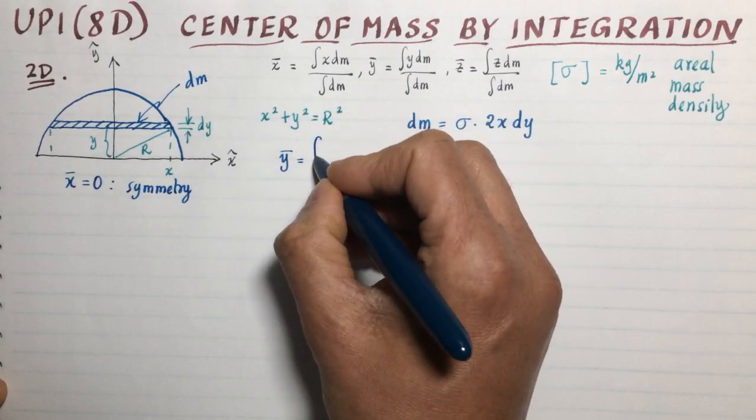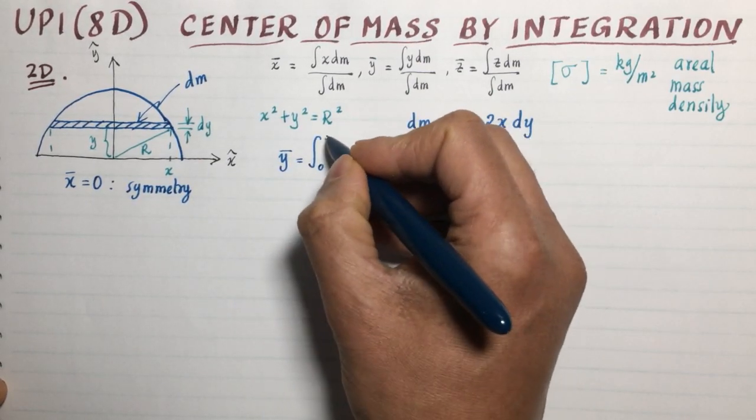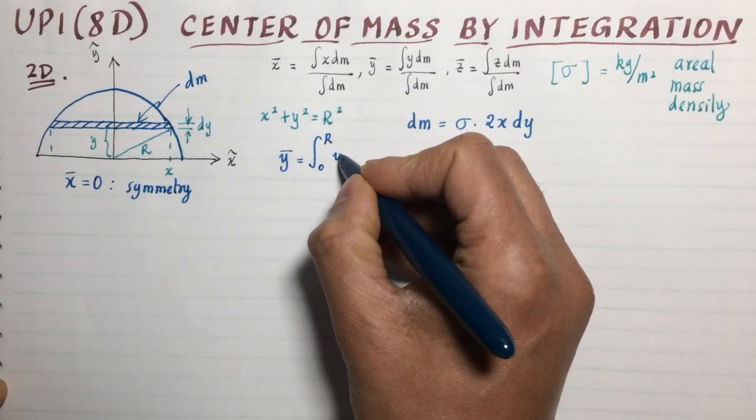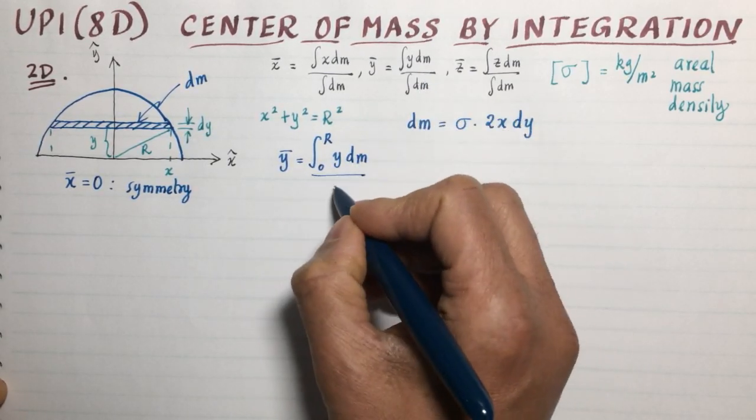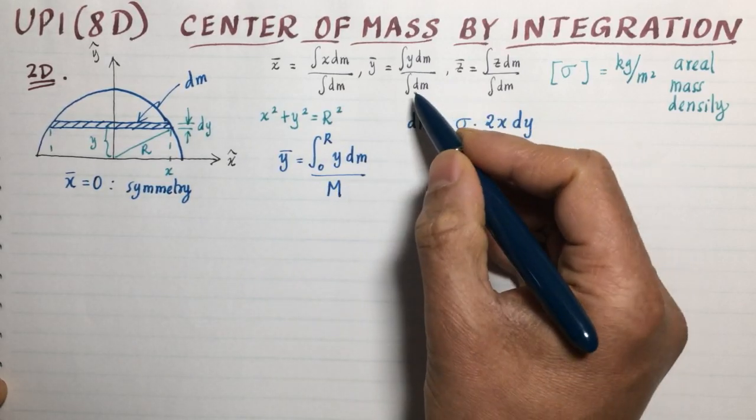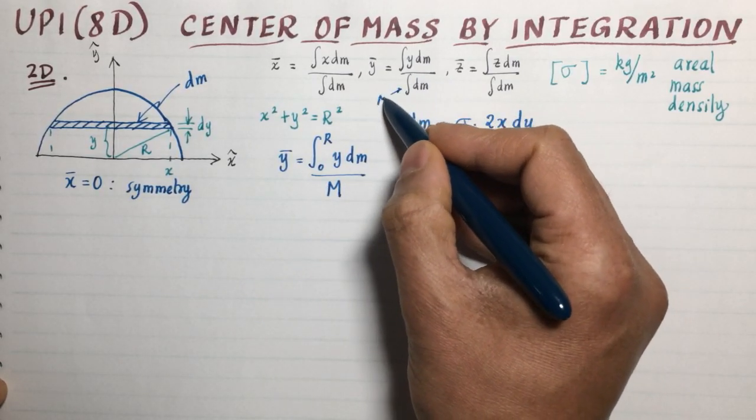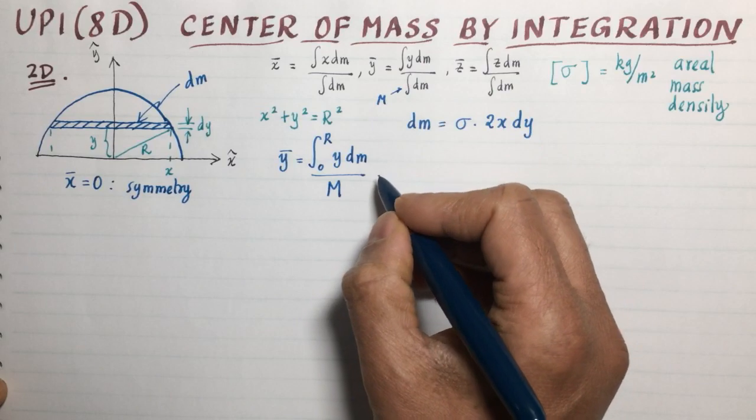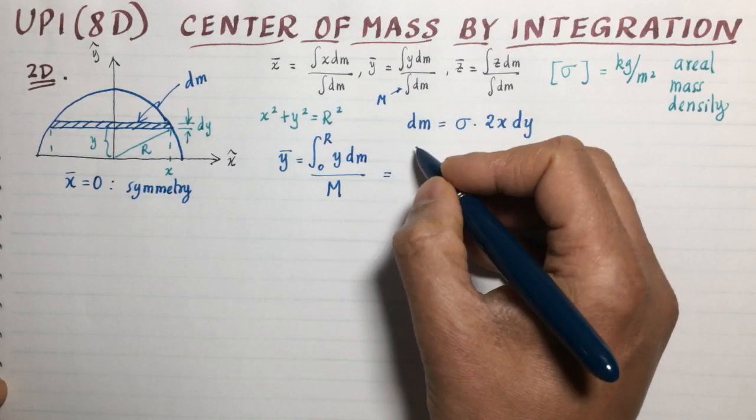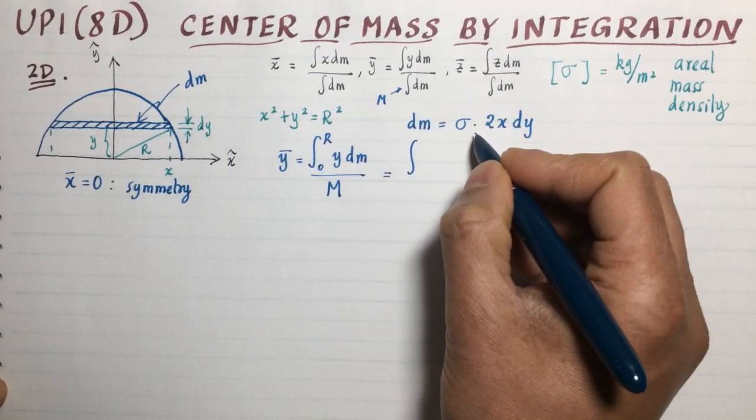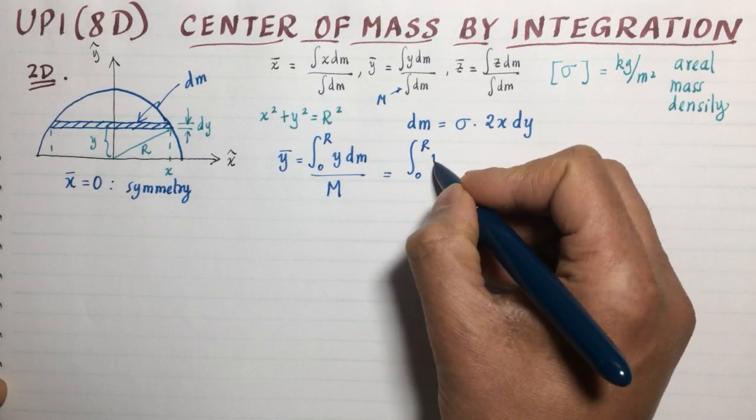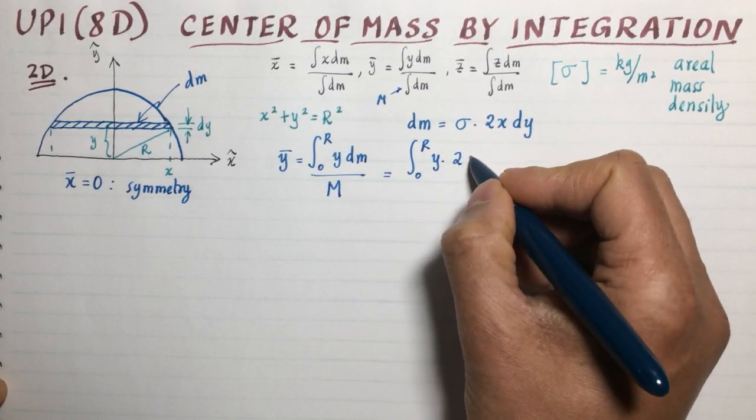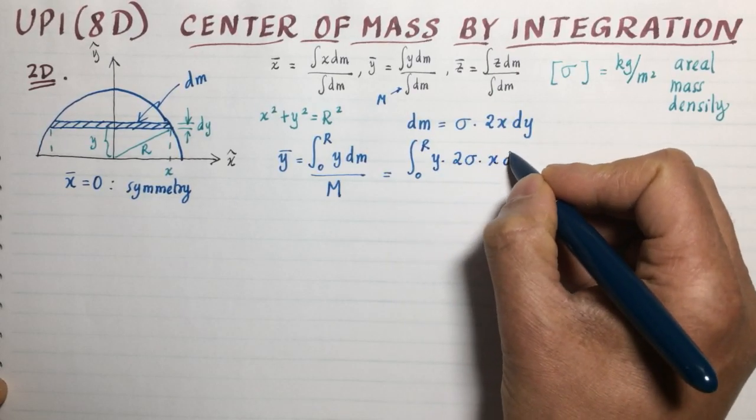y bar is the integral from 0 to r of y dm. I'm applying that definition there, divided by the total mass. So I'm calling the total mass, the integral of dm, m. This is going to be, using the definition of sigma right above, y times 2 sigma x dy.